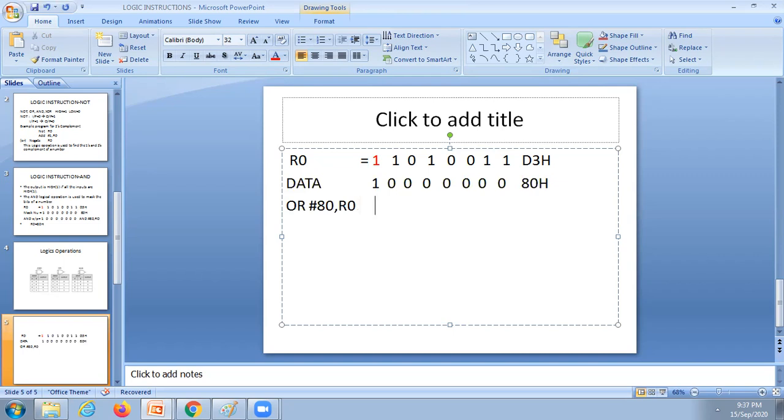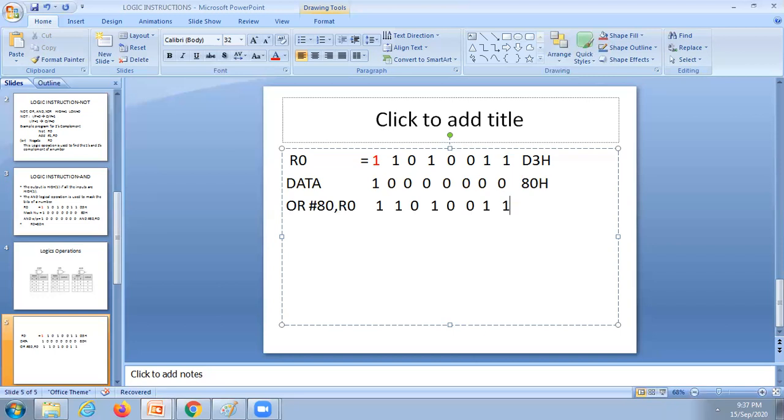In this case 1 and 1, the output is 1. Here 1 and 0, the output is 1. Here both are 0, the output is 0. Here 1 and 0, the output is 1. Here both are 0, the output is 0. Here both are 0, the output is 0. Here 1 0, the output is 1. Here 1 0, the output is 1.